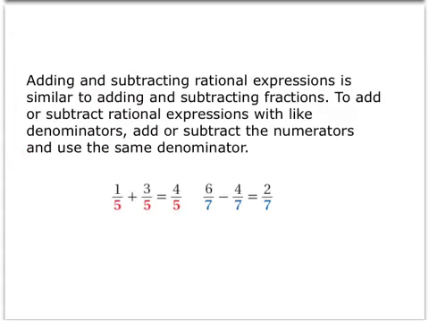As a reminder, adding and subtracting rational expressions is similar to adding and subtracting fractions. To add and subtract rational expressions with like denominators, we add or subtract the numerators and use the same denominator. Here we have an example where both fractions have the denominator 5, so you merely add the numerators, 1 plus 3 equals 4. Same with subtraction: when you have the same denominator, you just subtract the numerators.